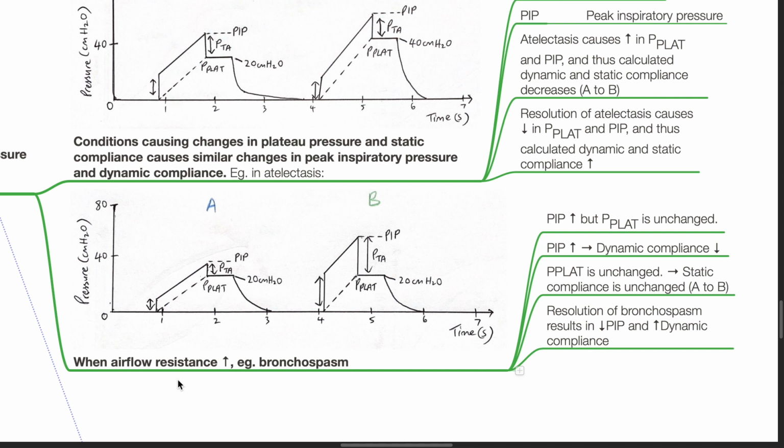In bronchospasm, when airflow resistance increases, peak inspiratory pressure increases, but plateau pressure is unchanged. As the peak inspiratory pressure increases, dynamic compliance decreases, and the plateau pressure is unchanged, therefore static compliance is unchanged. The graph shifts from A to B, and resolution of bronchospasm results in a decrease in peak inspiratory pressure and an increase in dynamic compliance.